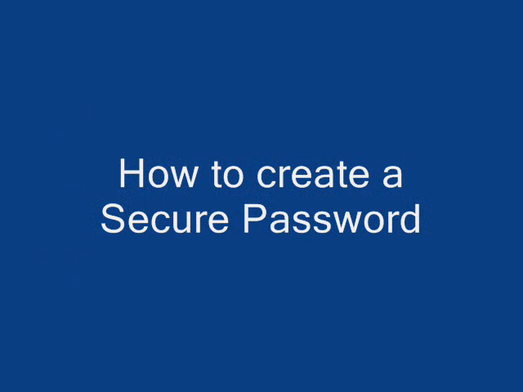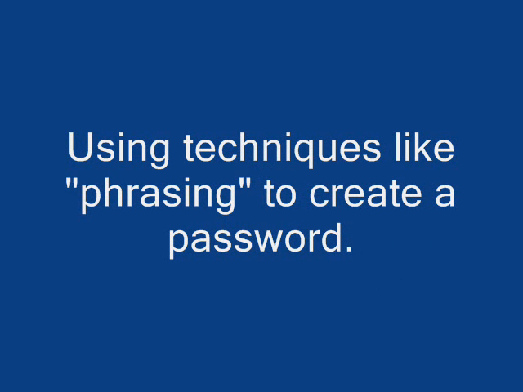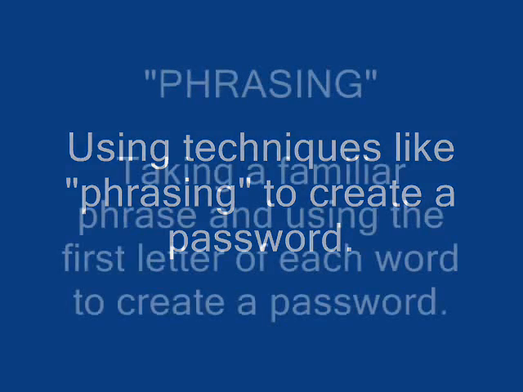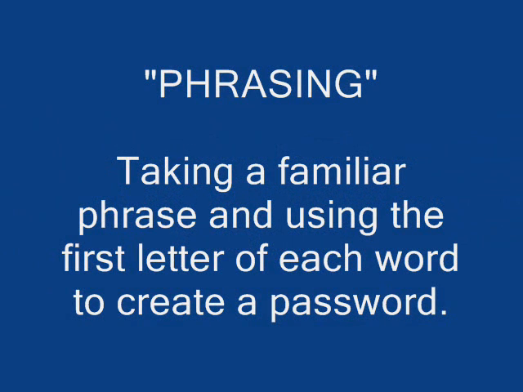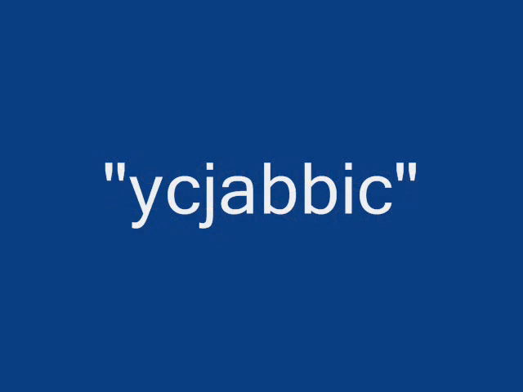Okay, now to create a secure password. To do this, we're going to use a technique called phrasing. Phrasing is taking a familiar phrase and using the first letter of each word to create a password. After we do that, we're also going to add capitalization and numbers and symbols to make it even more secure. So to start, let's take the phrase, "You can't judge a book by its cover." If we take the first letter from each word, you would end up with a password like YCJABBIC.